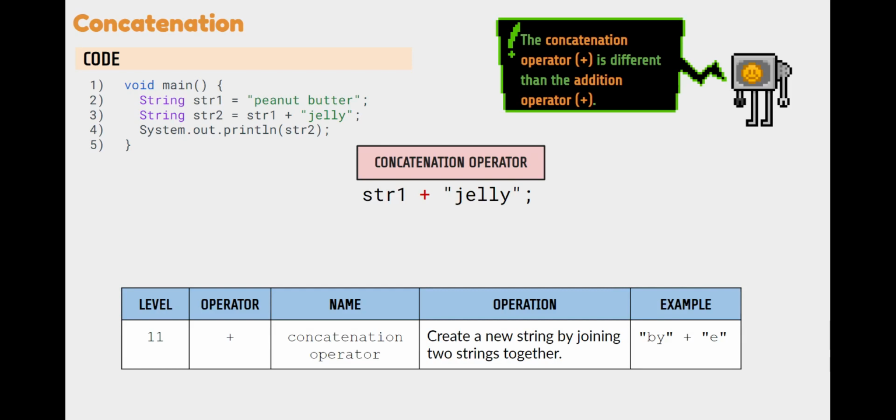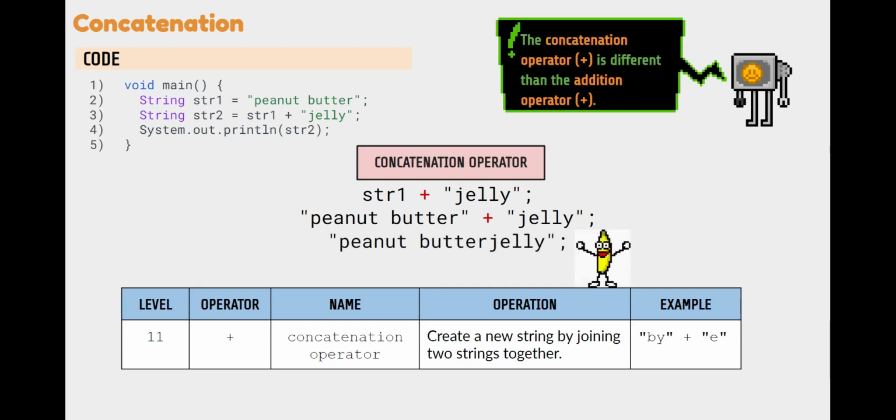And the operation that we see when we see this operator, we create a new string by joining two strings together. So we can take the string b-y, and then we can concatenate onto it an E, and then we get the word bye. So to use that concatenation operator, the first thing we would do, we would evaluate str1. In memory, str1 is the string peanut butter, and then we're going to concatenate the string jelly. What this evaluates to is peanut butter jelly.